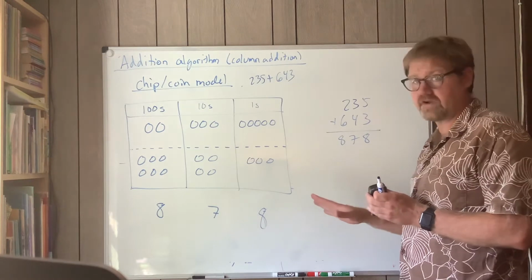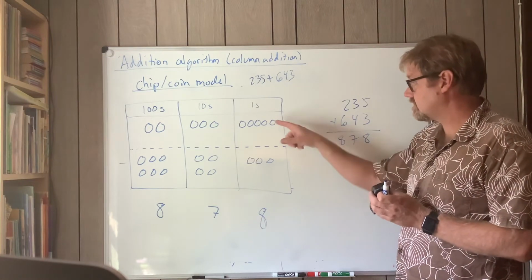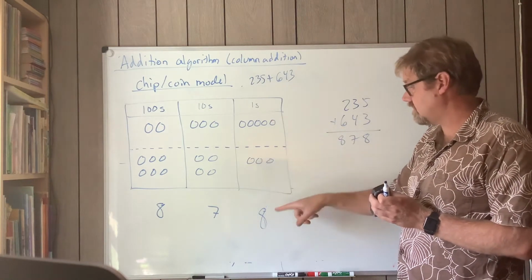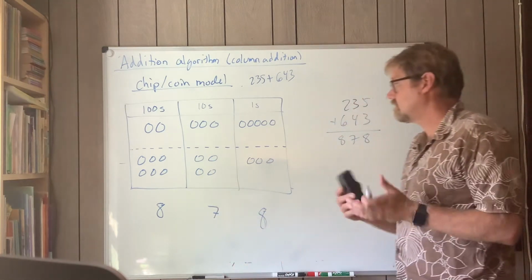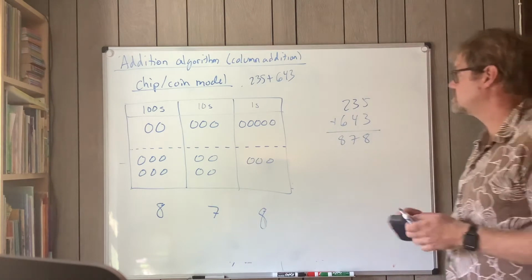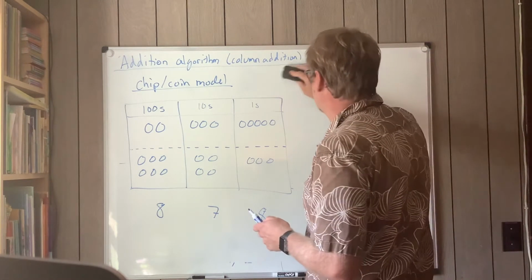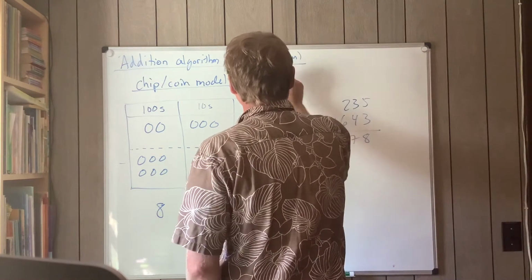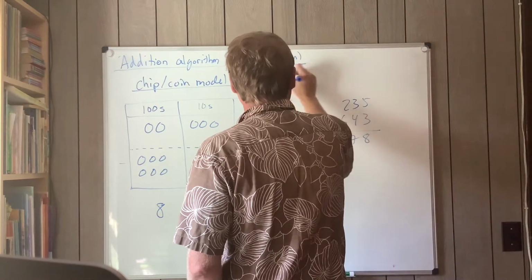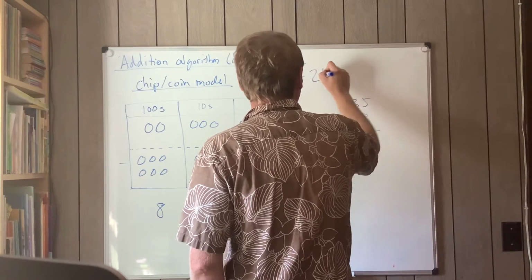Now the reason this was straightforward is that once we laid everything down, the total in each column stayed under 10. And this is where things can change. So let's do a different one: 375 plus 241.